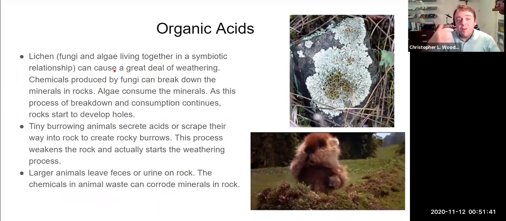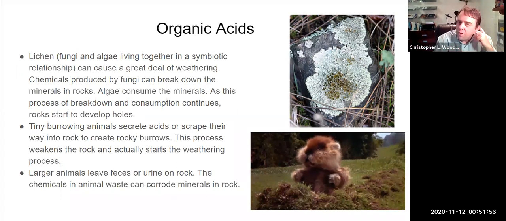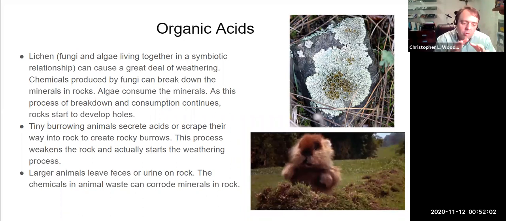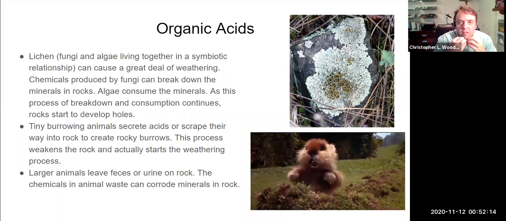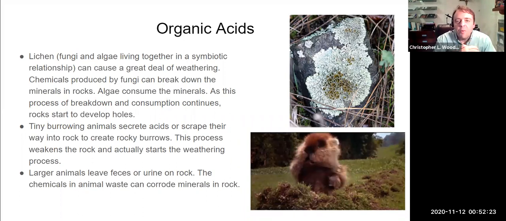Organic acids. Organic acids are, just like I said, a living thing that secretes an acid that can help break down the rock. Usually it's a plant, or maybe it's lichen, which is fungi and algae living together in a symbiotic relationship. They secrete these acids to attach to a substrate, a rock, and very slowly over time, these weak acids can break the rock down. Even animals burrowing into the ground, saliva, acids, enzymes can help dissolve the rock very, very slowly, of course. Even fecal matter, urine, all of those can act as an acid and corrode minerals in the rock.